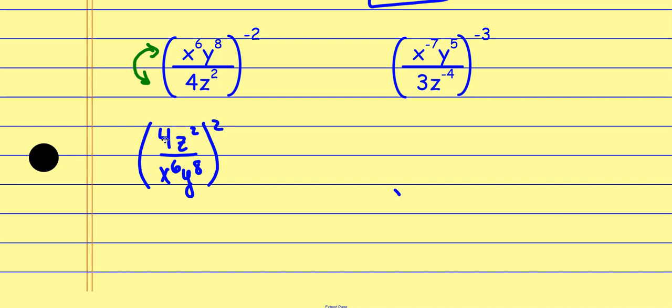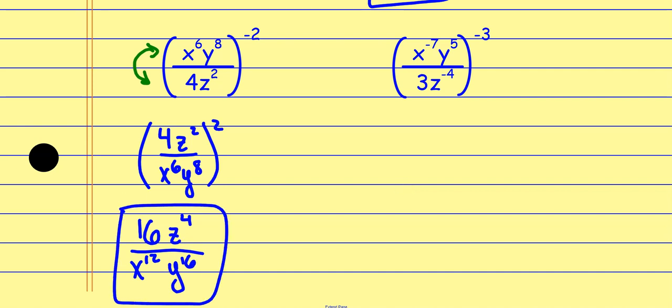And now let's do each of these. 4 to the second power is a 16. My rule of exponents is I multiply the exponents. That's z to the fourth, x to the 12th, and y to the 16th. All right, we're back to that rule from the other day. This one, same kind of thing.